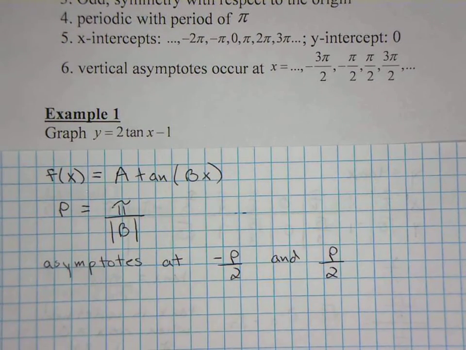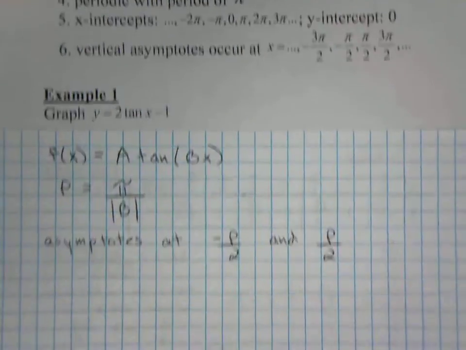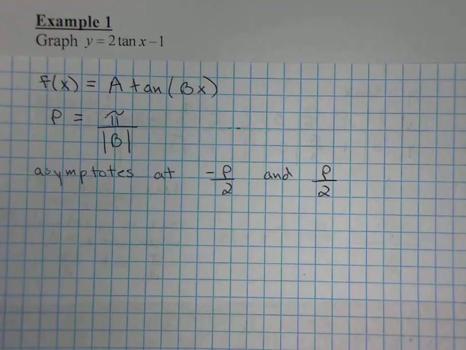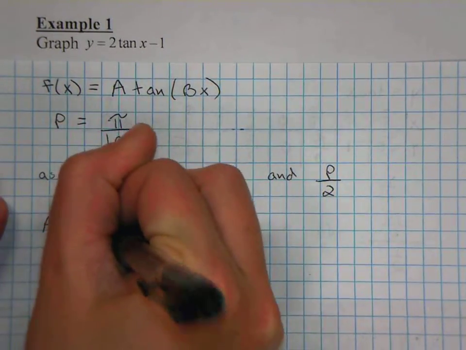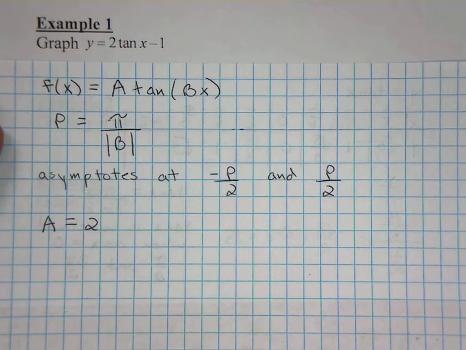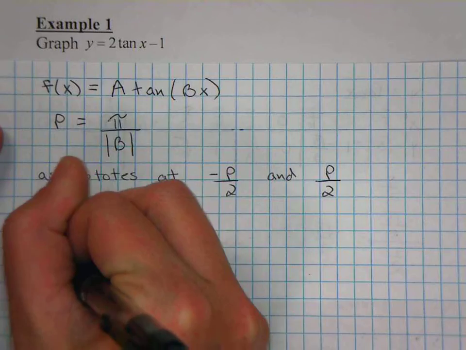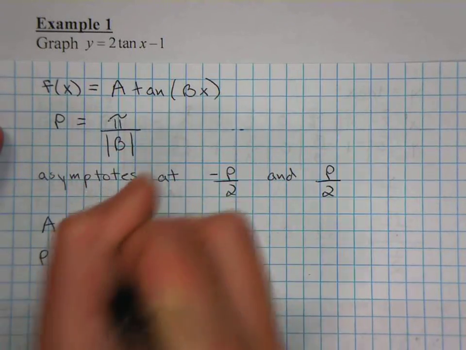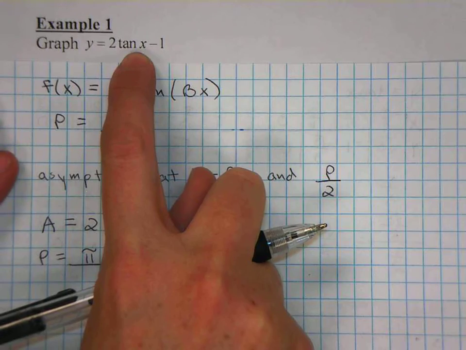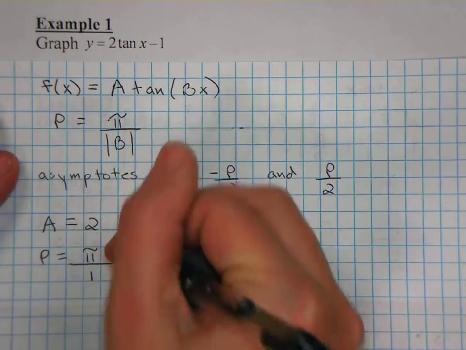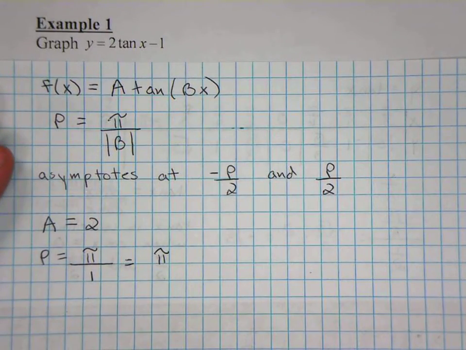If I want to graph y equals 2 times tangent of x minus 1, start by finding out what A is. A would equal 2, and again that's similar to this idea of an amplitude, and I'll show you how that comes into play in our graph. When I want to find the period, I would do pi divided by the absolute value of B. B would come from what's right here in front of this x, and notice in this problem it's just a 1. So our period would just be pi, that's the standard value for tangent.